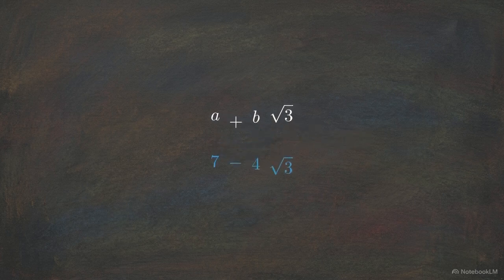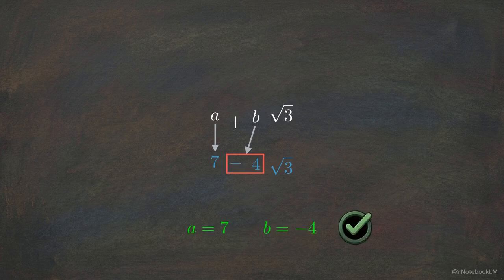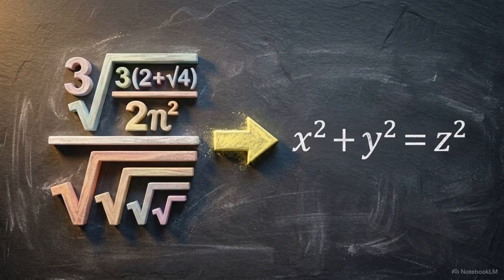Now we place our clean result directly underneath the right side of the original equation. Comparing them side by side reveals our variables. a corresponds to 7 and b is negative 4. Keep that negative sign attached to the b. Rationalizing the denominator is your required translation tool. It converts an unreadable fraction into a simple expression you can directly compare against algebra.